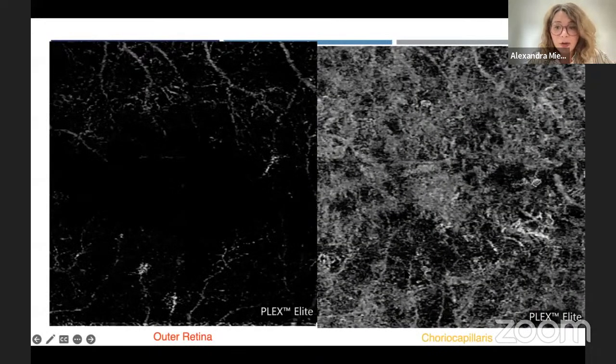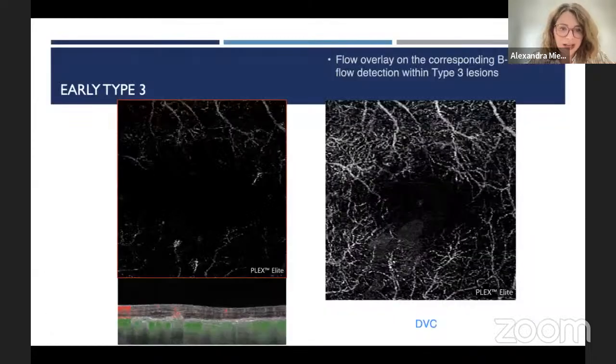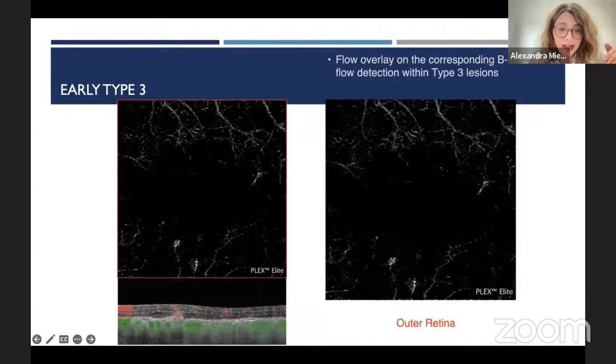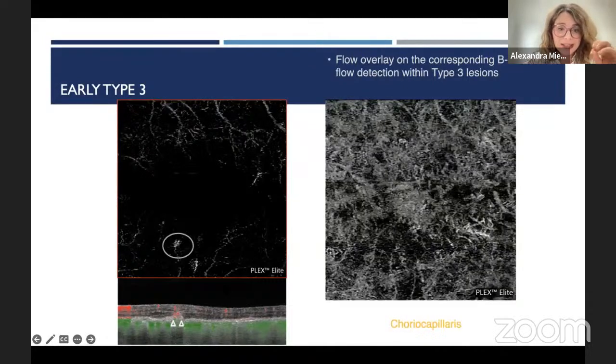However, within the choriocapillaris, there is no correspondence to this initial lesion that we see on the avascular layer. And when we look very closely at the corresponding B-scan with flow overlay, what we can see is that actually the flow stays above the Bruch membrane. It does not go within the choriocapillaris.